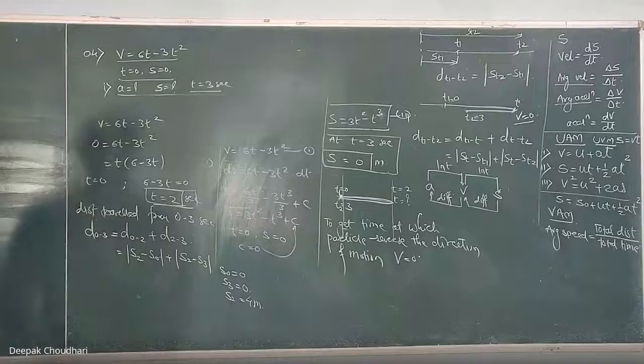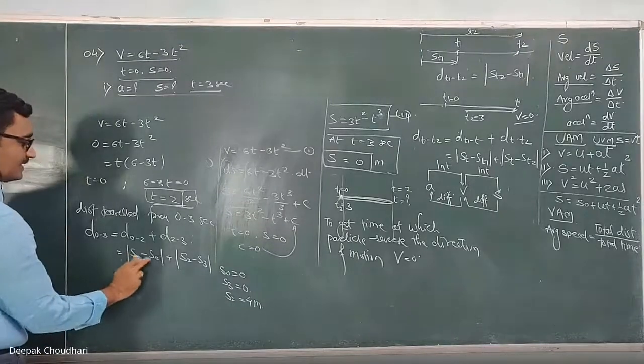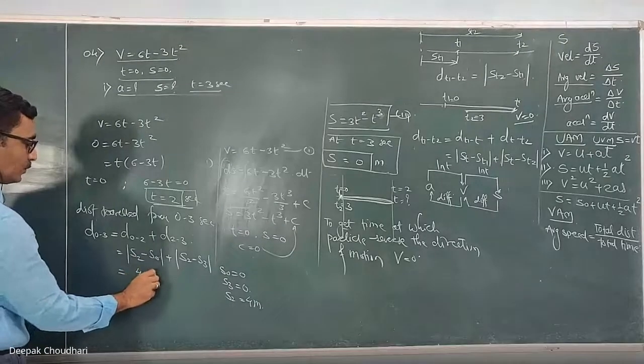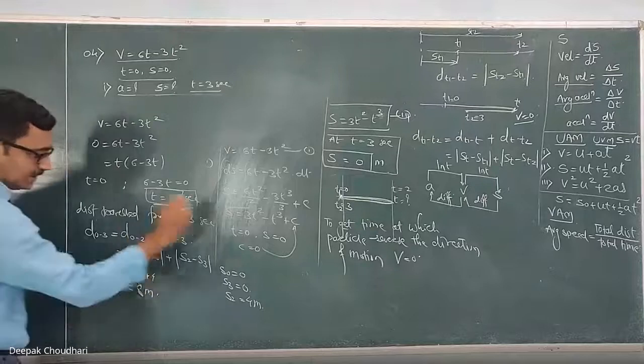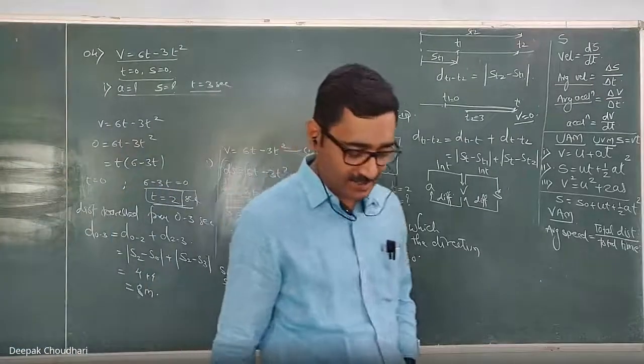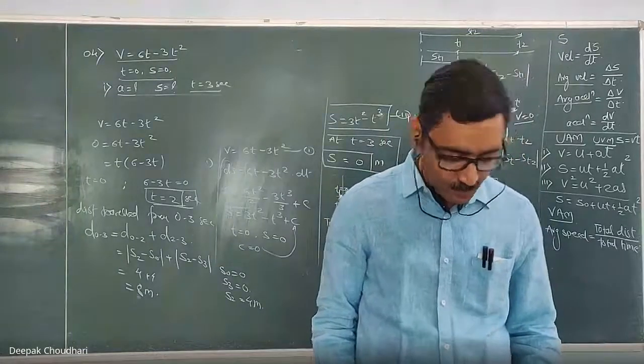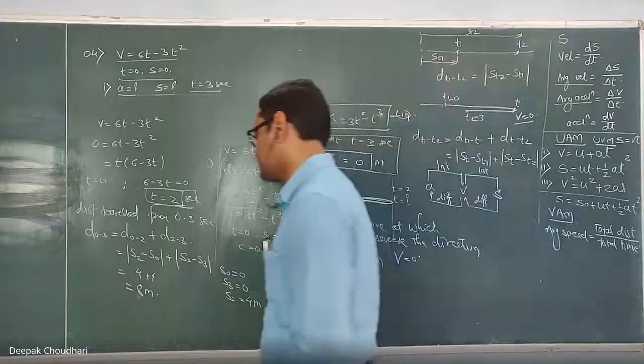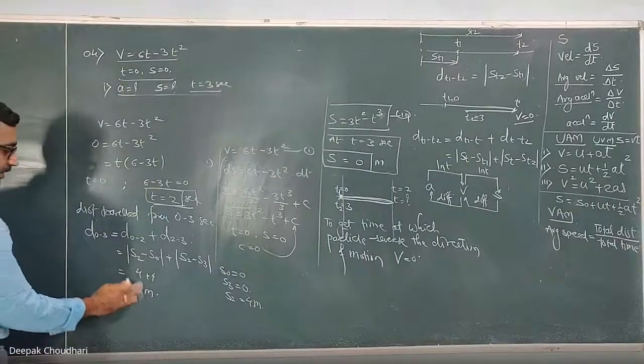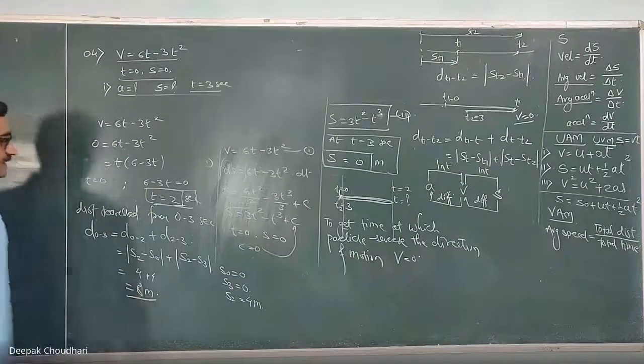Now substitute in this equation. So this is 4 meter plus 4 meter, which is equal to 8 meter. This is the total distance traveled by the particle in 3 seconds. Total distance is 8 meters. So how much is the total distance traveled by the particle? It is 8 meter.